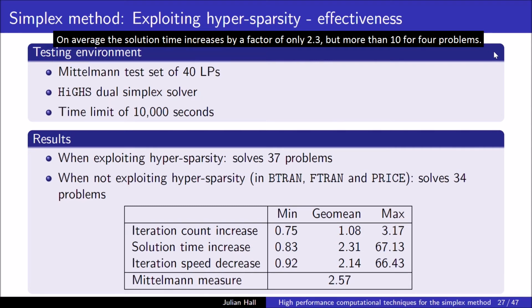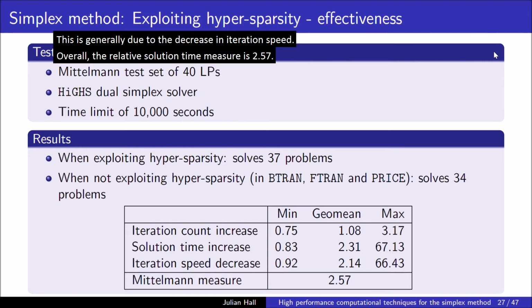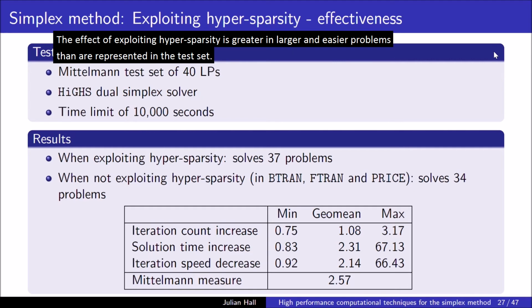On average, the solution time increases by a factor of only 2.3, but by more than 10 for 4 problems. This is generally due to the decrease in iteration speed. Overall, the relative solution time measure is 2.57. The effect of exploiting hypersparsity is greater in larger and easier problems than are represented in the test set.